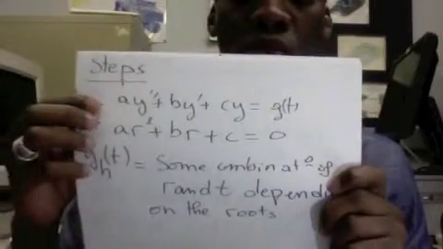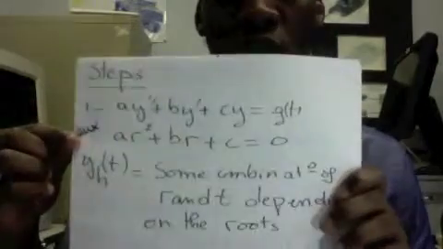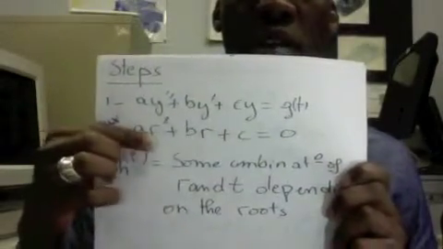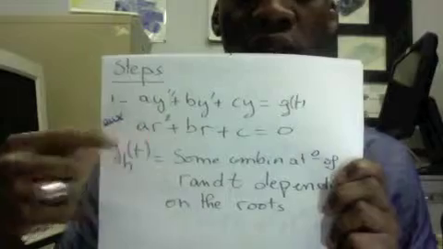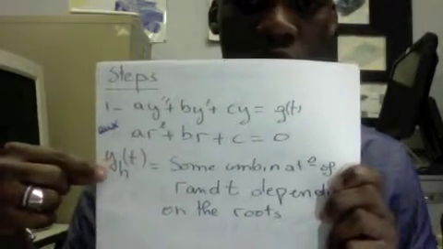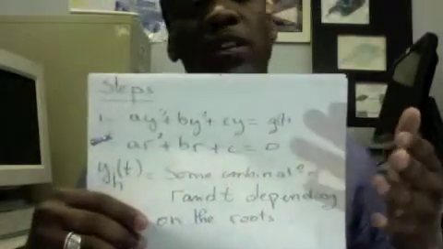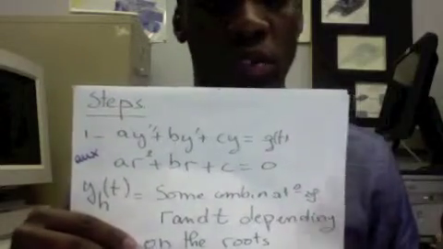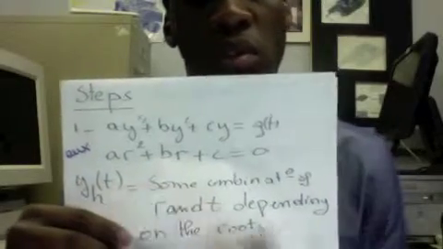So step one is to write the non-homogeneous differential equation as an auxiliary equation, where we have ar squared plus br plus c equals 0. This will help us find the homogeneous solution to the equation. And the homogeneous solution is found depending on the roots that we find. The roots are r, and the homogeneous solution will be a combination of r and t.